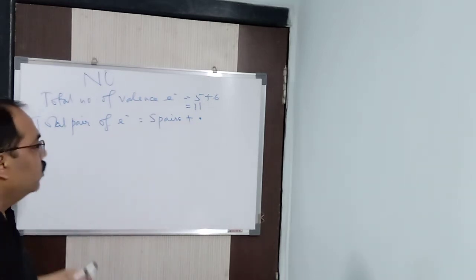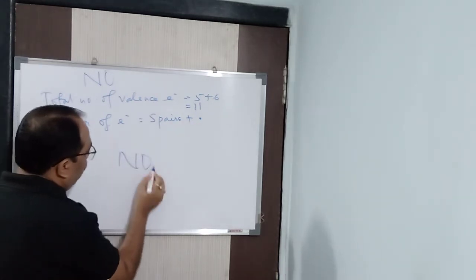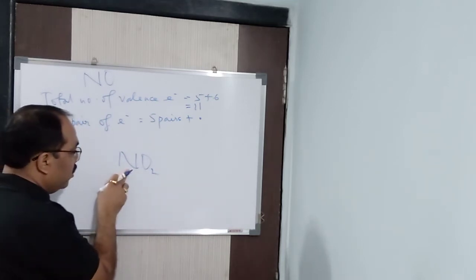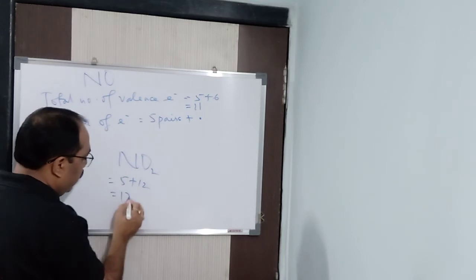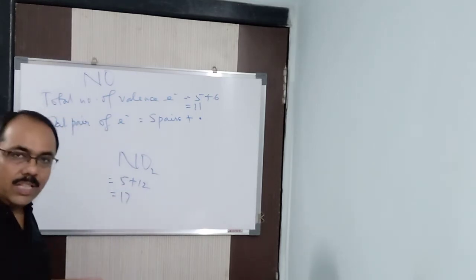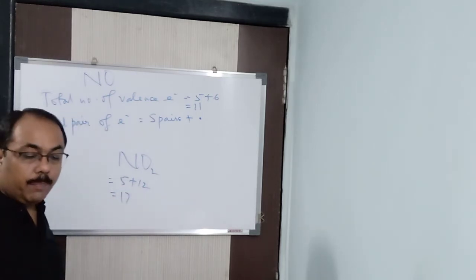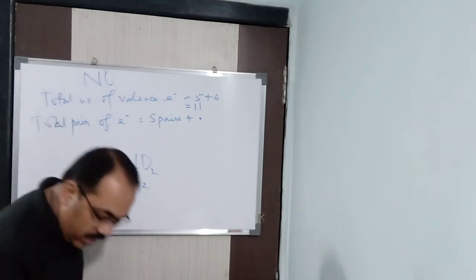Similarly, if you draw it for nitrogen dioxide, it is also an odd electron species. Nitrogen has 5 in the outermost shell, oxygen is 6 twice, which is 12. 12 plus 5 is 17. 17 by 2 is again 8.5, which is not possible. So 8 pairs plus 1 dot. Clear? Hence this is an odd electron species.